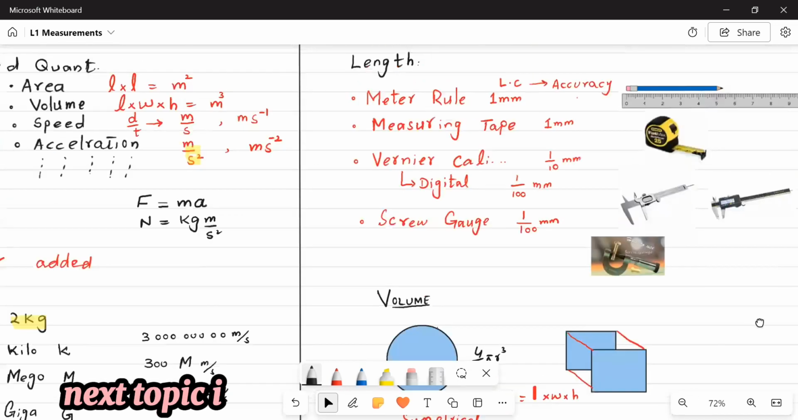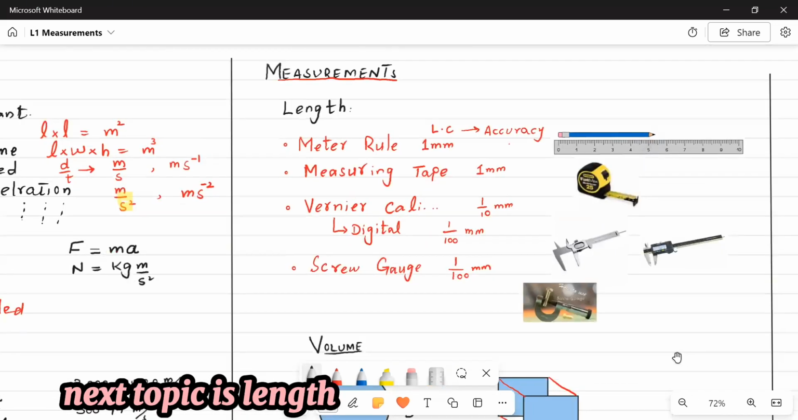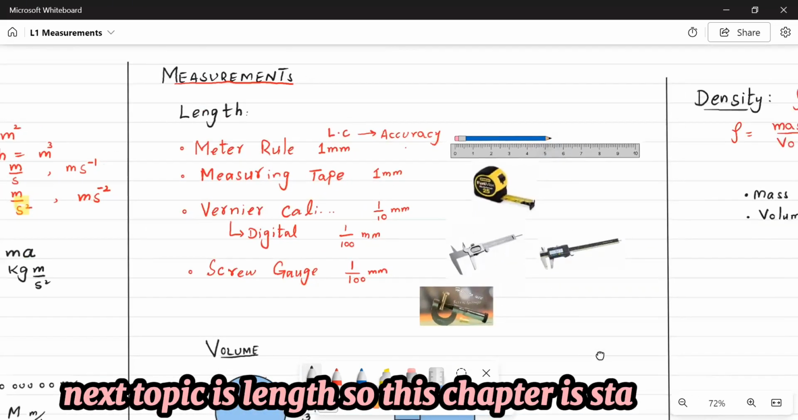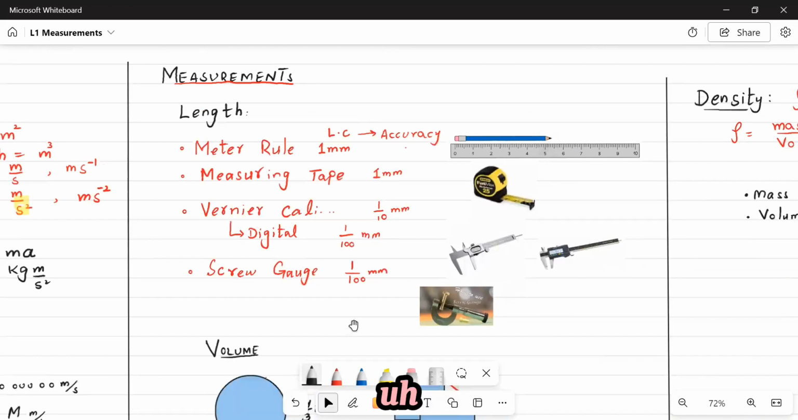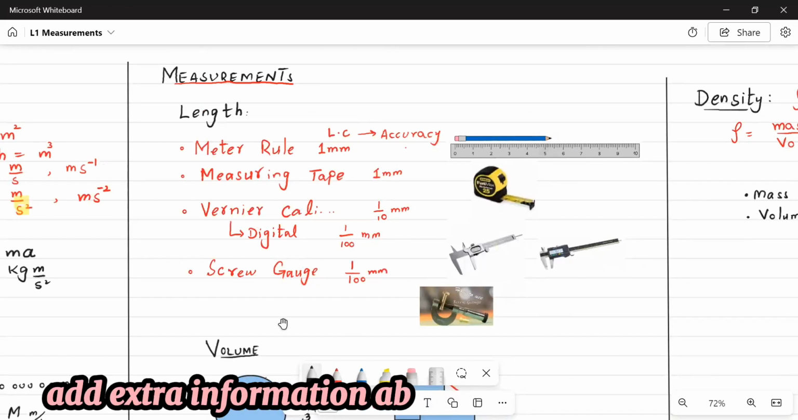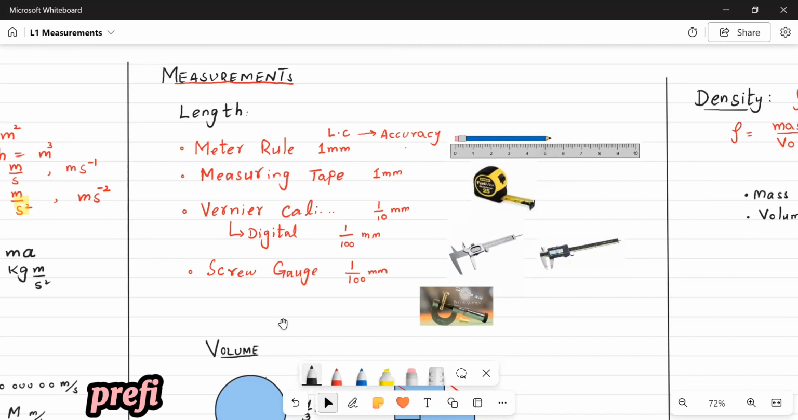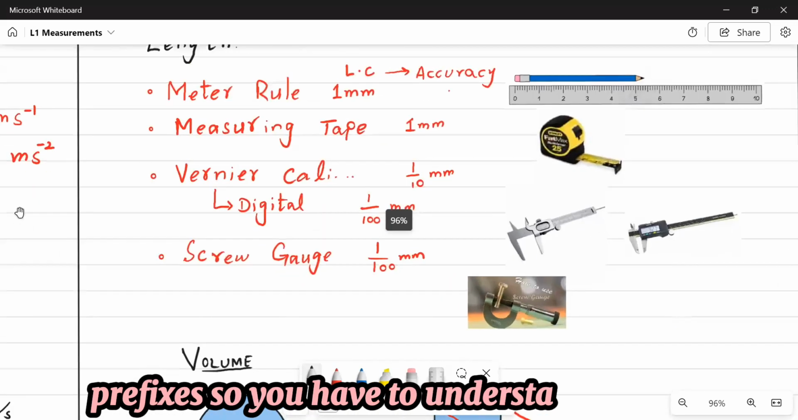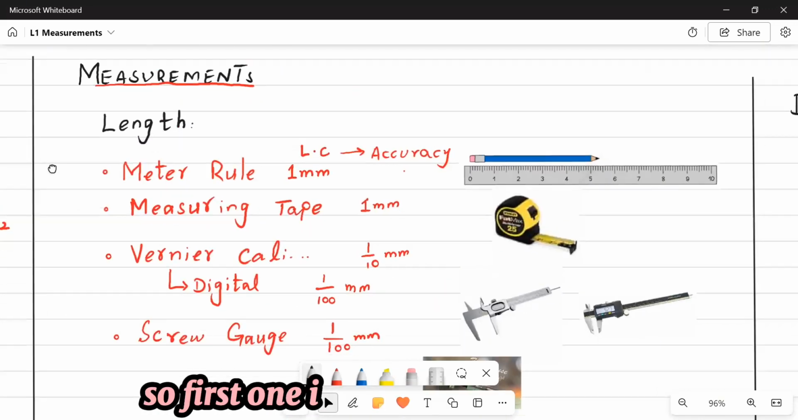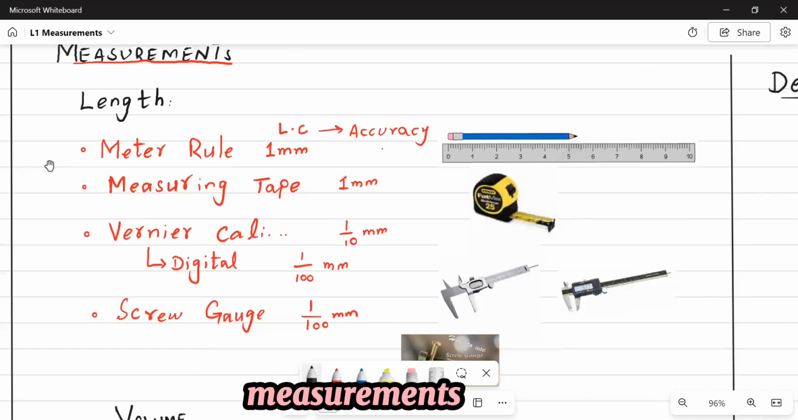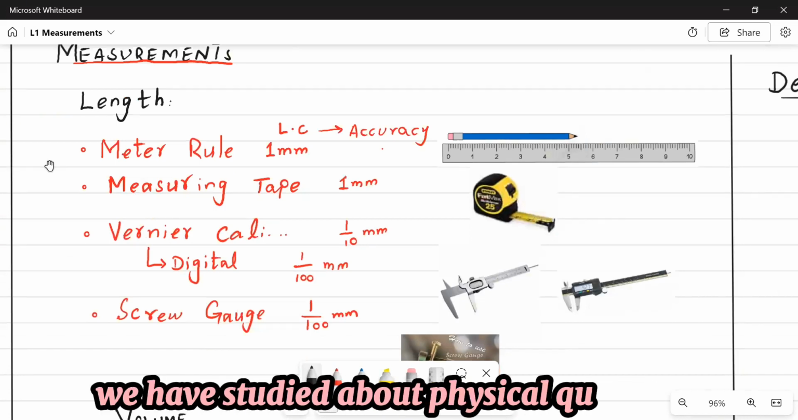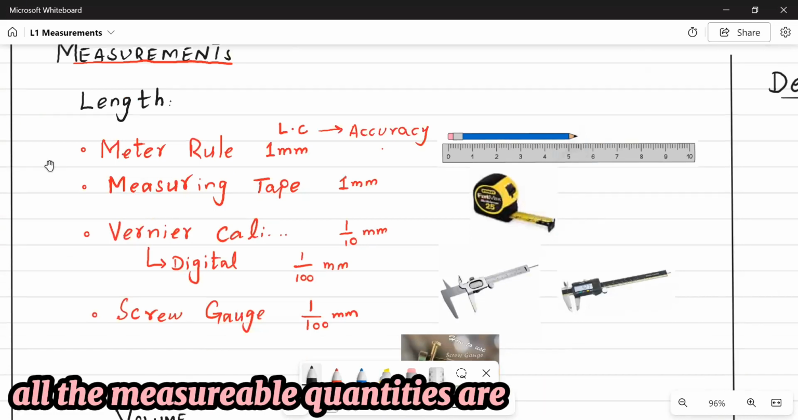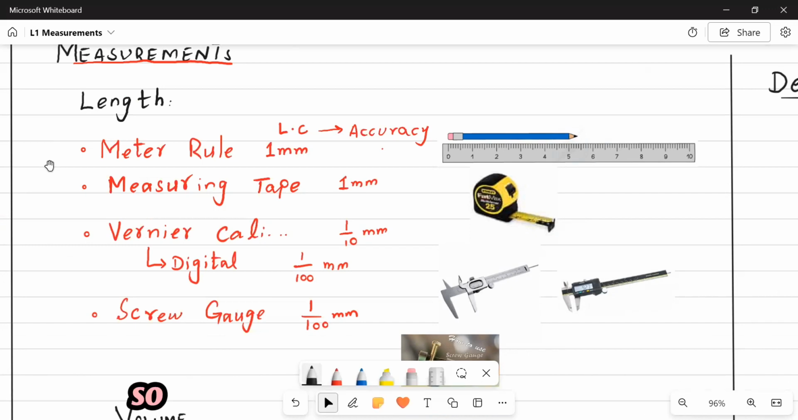Next topic is length. This chapter starts from measurement. I will add extra information about physical quantities and prefixes, so you have to understand that before this. First one is length. Measurements: we have studied physical quantities. All the measurable quantities are physical quantities. So to measure the physical quantities, we need instruments.